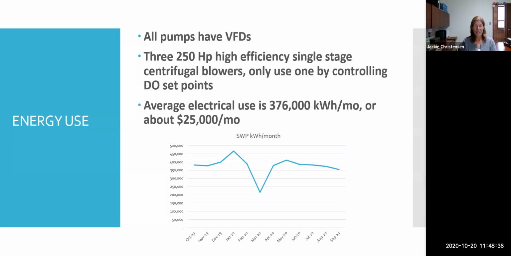After I sent the slides in, I started looking at that. I probably need to look at that power bill a little closer, because that is an unusual thing to have that kind of power dip. But basically, we're spending $25,000 a month on electricity at Southwest plant. It's about 375,000 kilowatt hours per month. And if you've looked, we're paying about 6 cents a kilowatt hour.